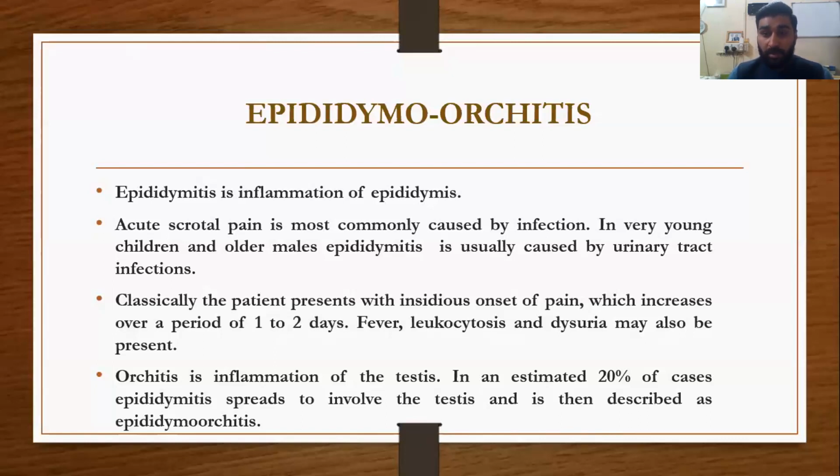Do remember, before starting the scan, you must ask the patient for the history, because 30 to 40% of your diagnosis is done on the history basis. Orchitis is inflammation of the testes.